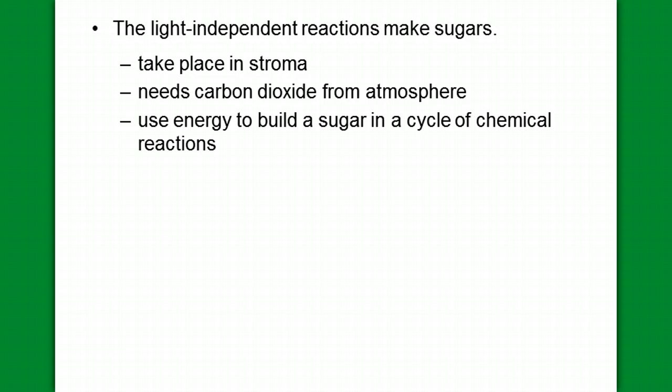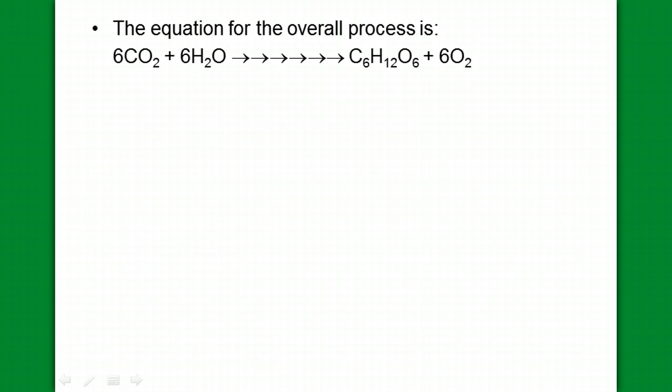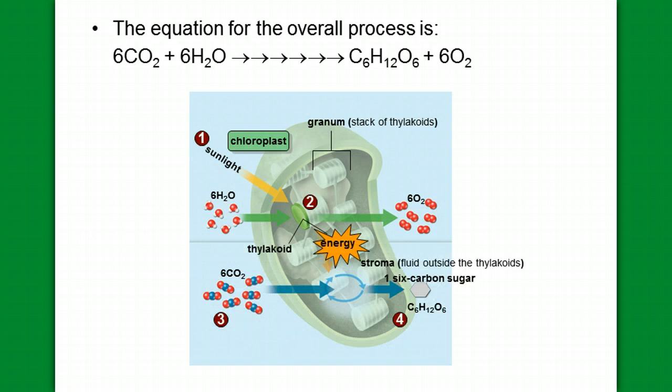So that energy is used to build a sugar in a cycle of chemical reactions. So here's the rest of our orange arrow coming in from the top, but those 6 carbon dioxides entering into the chloroplast go through a series of chemical reactions in order to produce that 1 molecule of glucose. So the equation for the overall process is 6 carbon dioxide plus 6 water in the presence of sunlight yields 1 molecule of glucose and 6 molecules of oxygen.